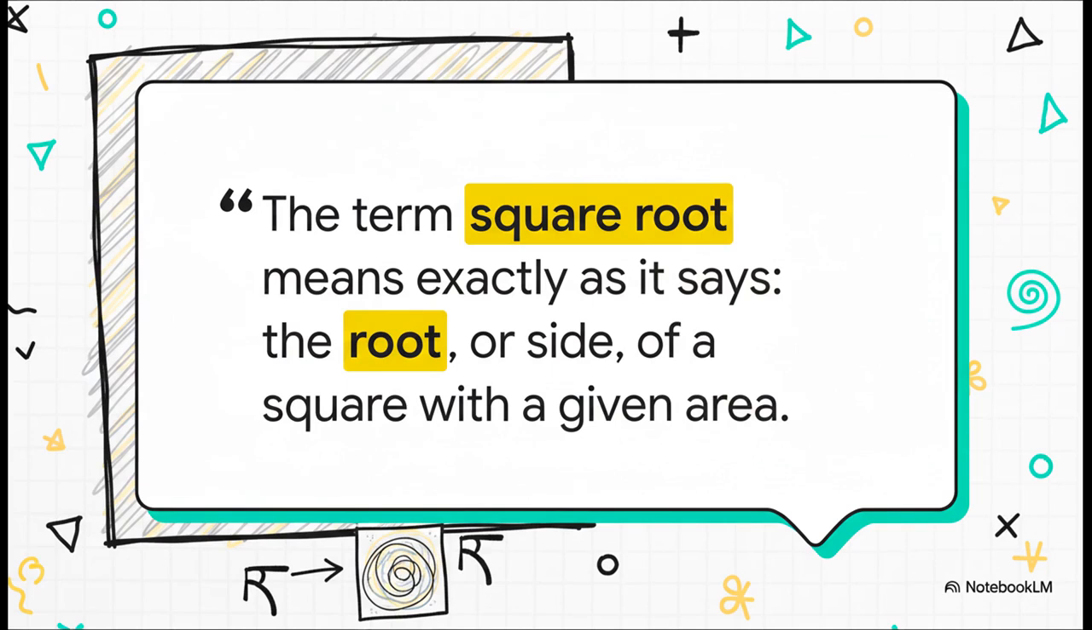The term square root is incredibly literal. Imagine you have a square and its area is, say, 25. The root of that square, the length of its side, is 5. So the square root of 25 is 5. That's really it. It's not just some abstract rule. It's a picture. It's about finding the side of a square.